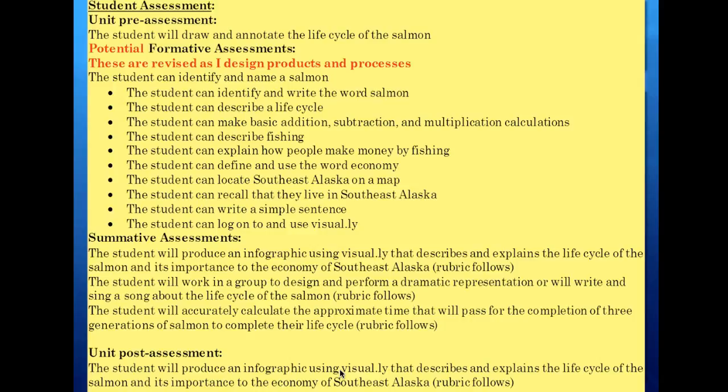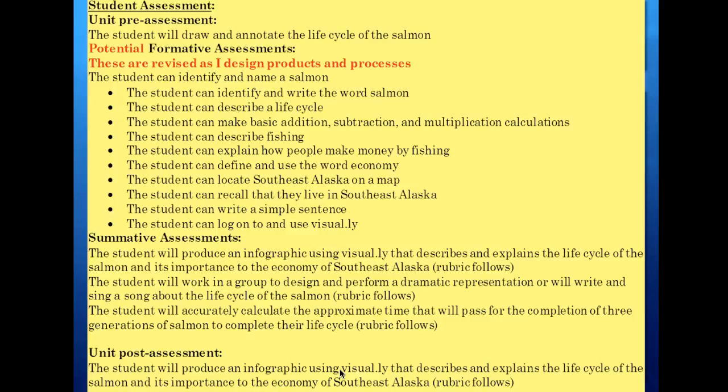So, summative assessments. Now those are the formative assessments. Summative: the student will produce an infographic using Visually that describes and explains the life cycle of the salmon and its importance to the economy of Southeast Alaska. That summative assessment is also a performance task. The student will work in a group to design, so there's an interactive piece there, and perform a dramatic representation, or will write and sing a song about the life cycle of the salmon. Again, summative, you're synthesizing what students have learned, and giving them a chance to create a project based on what they've learned.